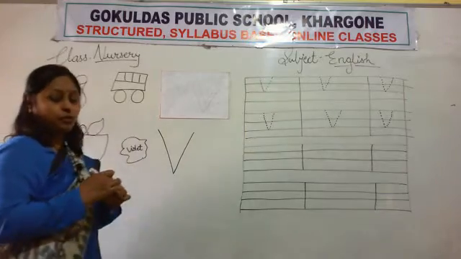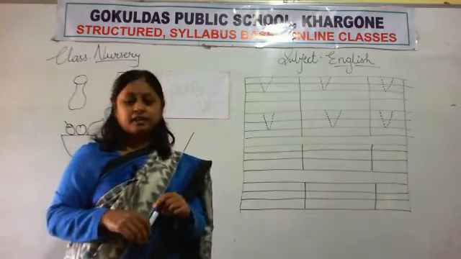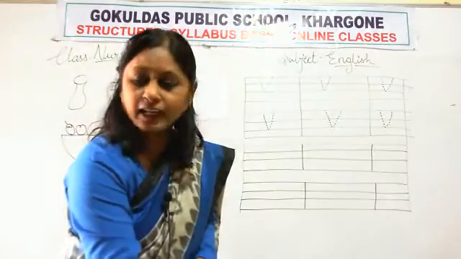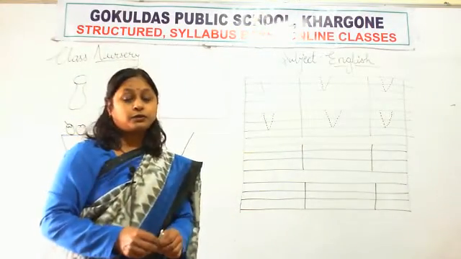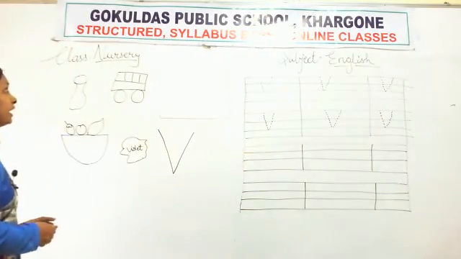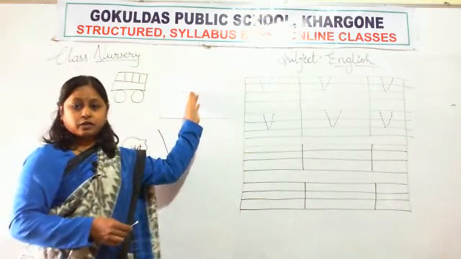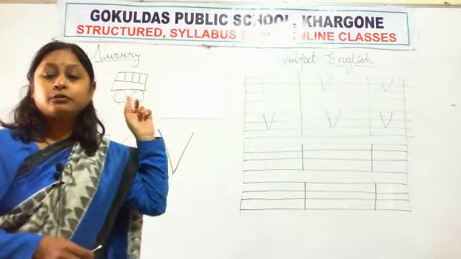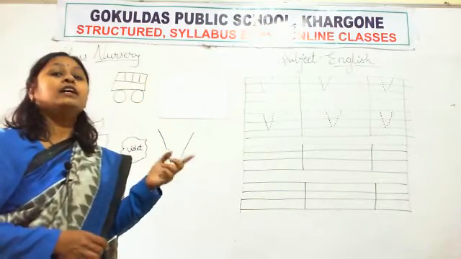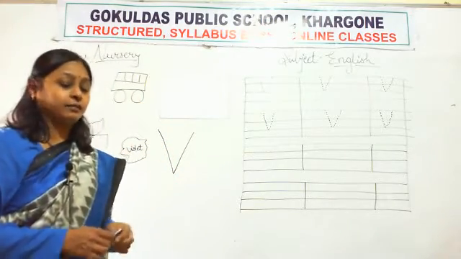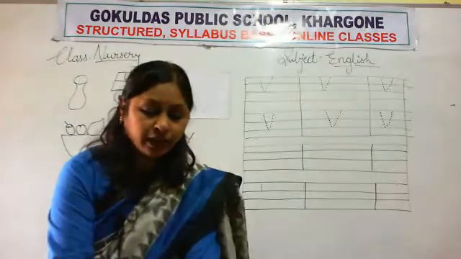Okay, so before writing, we will do one activity. What you have to do? You have to do one activity. You have to write in your notebook letter V. You have to write letter V. Okay, so how will you make letter V?